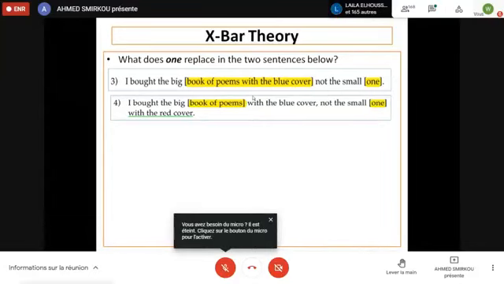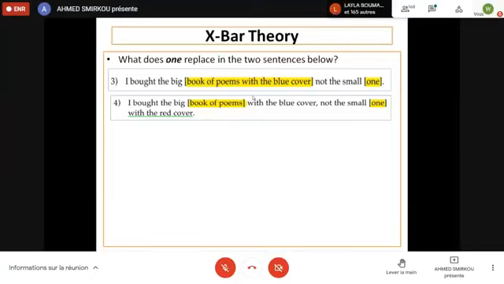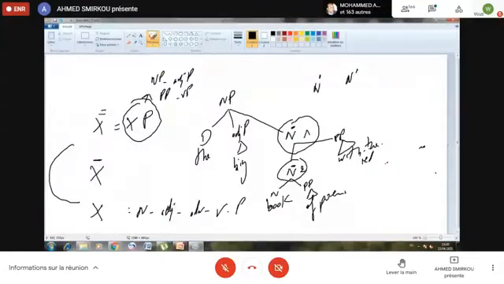So you see, using one replacement, we have discovered a number of constituents that are ignored in the flat structure. We can play with one replacement and we come up with a number of constituents. For example, when we say I bought the big book of poems with the blue cover, not the small one, here one replaces book of poems with the blue cover. If we add with the red cover, we exclude with the blue cover. If we change the small with that, not that one, then we are targeting big book of poems with the blue cover, which means we need to find a node which targets only big book of poems with the blue cover. Okay, which means we need to add a node N-bar here that includes this one, okay?